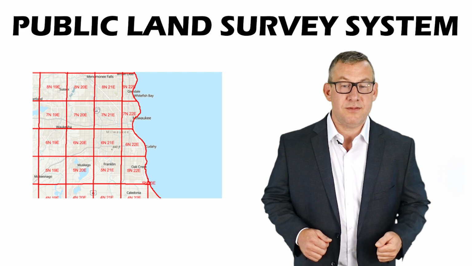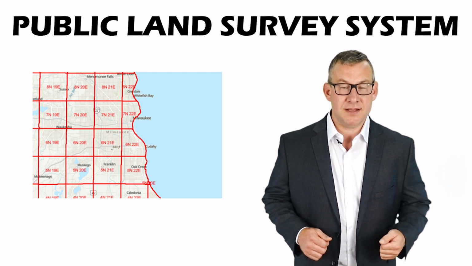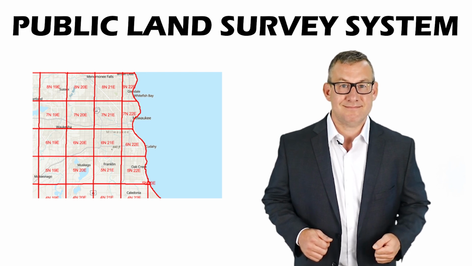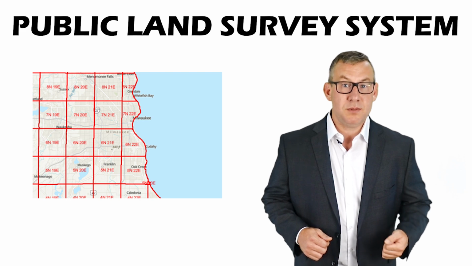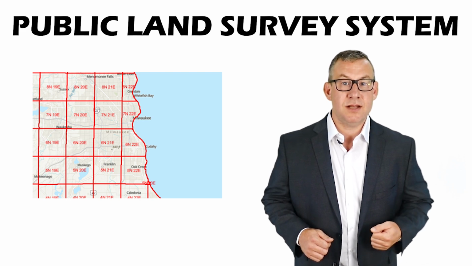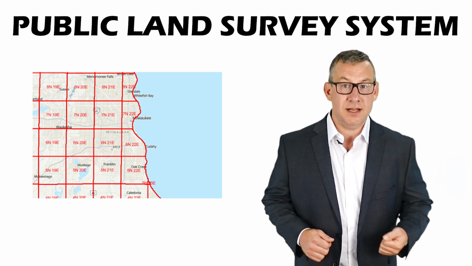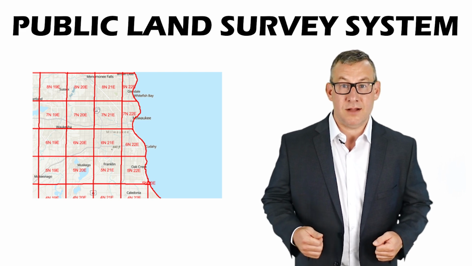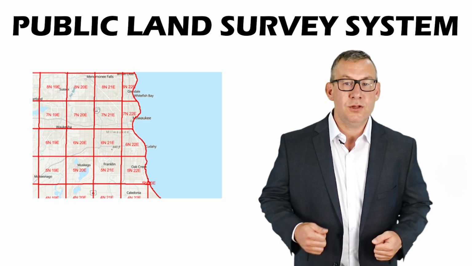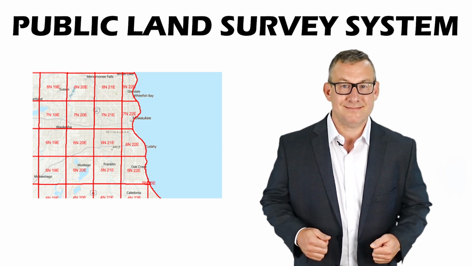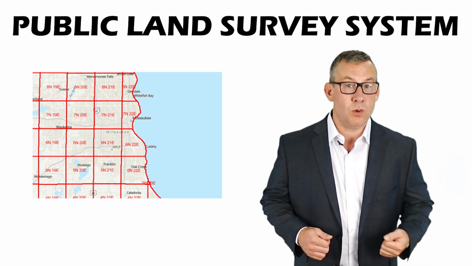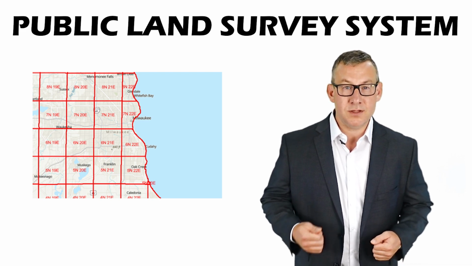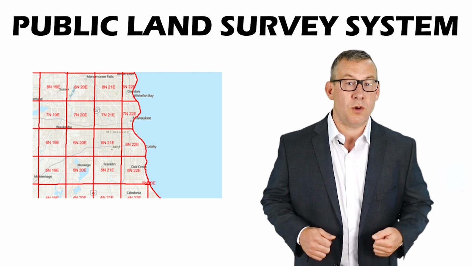The Public Land Survey System, or PLSS. The Public Land Survey System is a standardized method for designating and describing land parcels in the U.S. Nearly all land outside the original 13 colonies uses the PLSS. The PLSS is not a coordinate system, but is often used as reference points for parcel surveys.